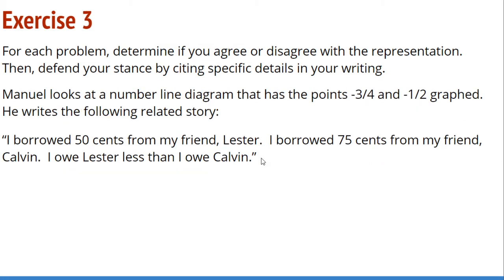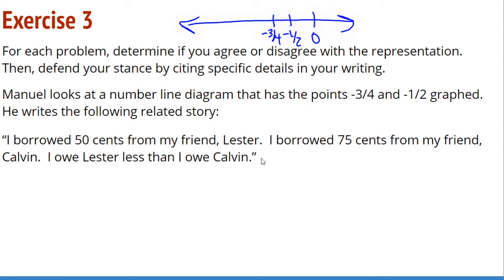All right, looking at exercise 3. So we're going to decide if we agree or disagree, and we're going to use specific details to support our position. Manuel looks at a number line diagram that has the points negative 3/4 and negative half. Okay, give me a quick number line here. These are both negatives, so I've got my 0. I've got negative half, which is closer than negative 3/4.